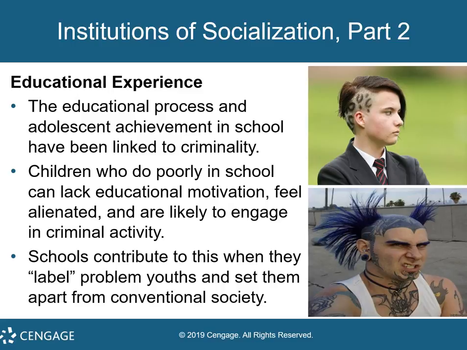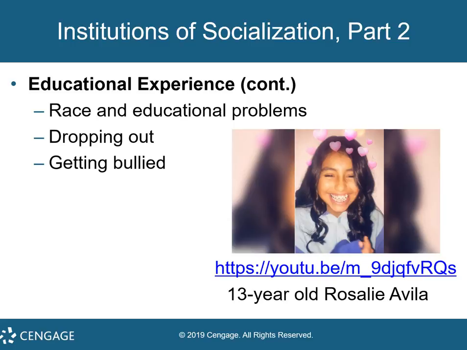Schools contribute to criminality when they start to label these problem children or youth and set them apart from conventional society. One way in which schools perpetuate this stigma is what they call the track system, which identifies some students as college bound and others as not, or maybe even special needs. And again, part of this educational experience can include other things.